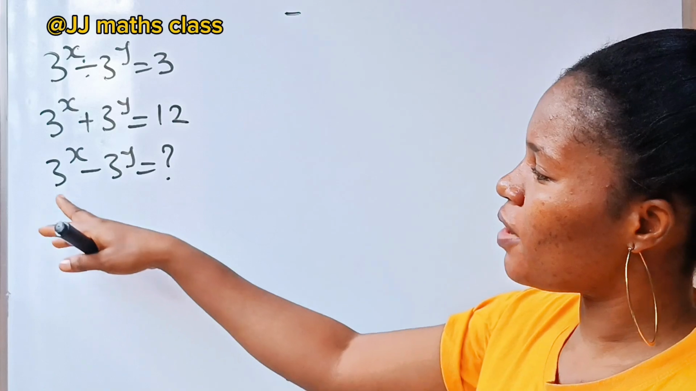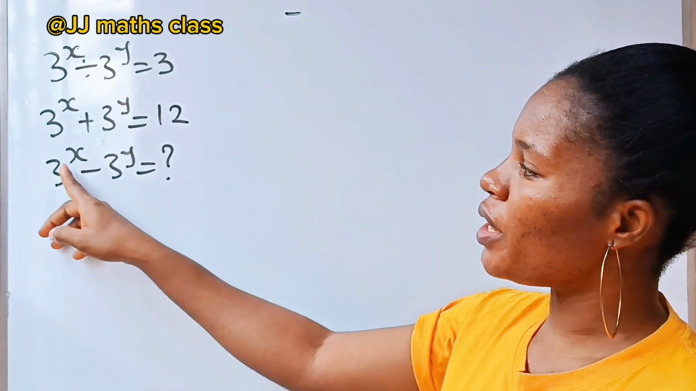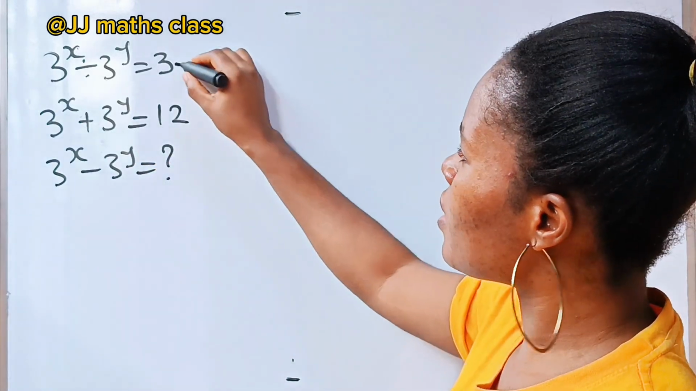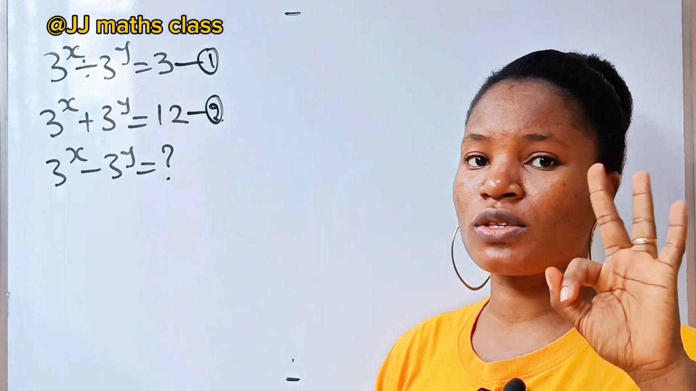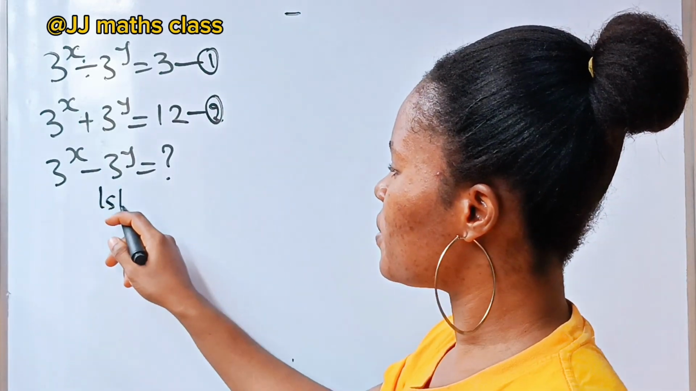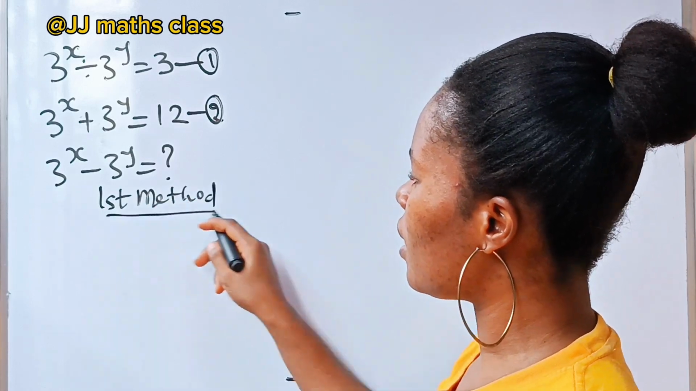We are asked to find the value of 3 to the power of x minus 3 to the power of y. That means we need to find the value of x and y first, okay? So let's call this equation 1 and this equation 2. There are two methods we can use to solve this. Now let's start with the first method.